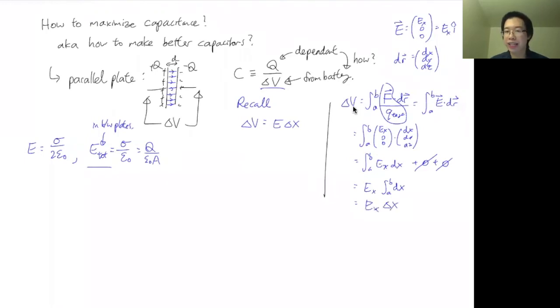So delta V is the magnitude of E. In this case, it's just purely in the X direction times dx. Right, so let's call that D, and let's call this Q over epsilon A, right? So that's the potential difference expressed in terms of the area and the distance away from it. So what is the capacitance? Because we want to find out what affects this, right? What affects C? So C is Q divided by delta V, right? Which is Q D over epsilon A, right?